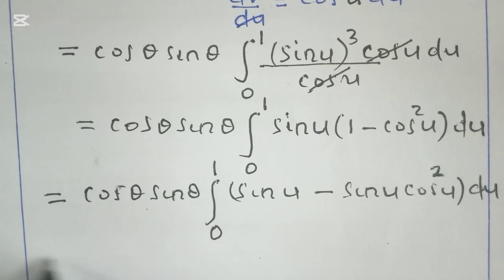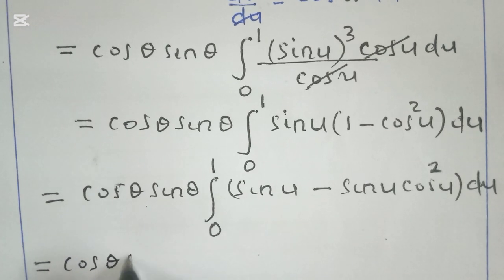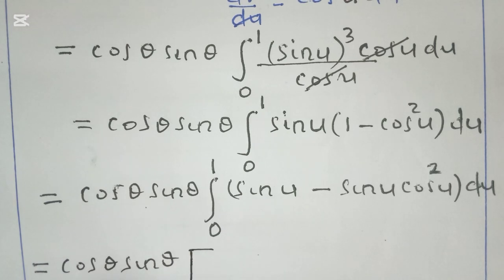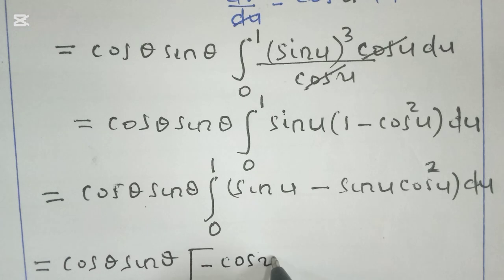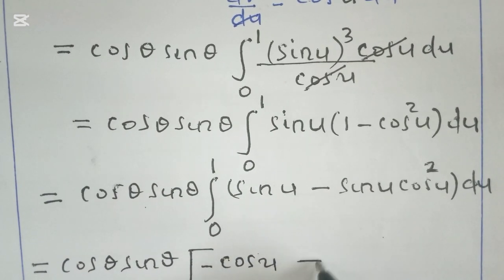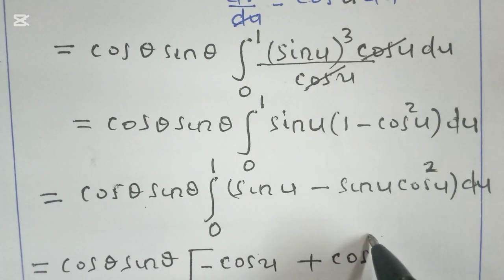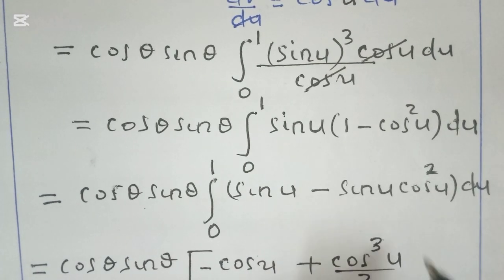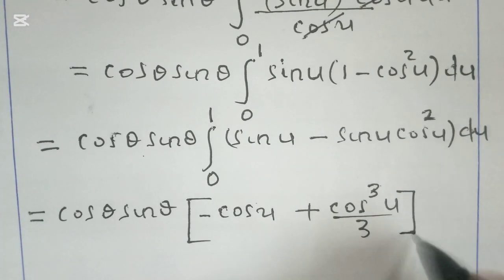So guys, from there we are going to have cos theta sine theta. We now integrate that. If we integrate that, we are going to have minus cos u for this one, and for this other one we are going to have plus cos cubed u all over 3. So that is going to be our integration.